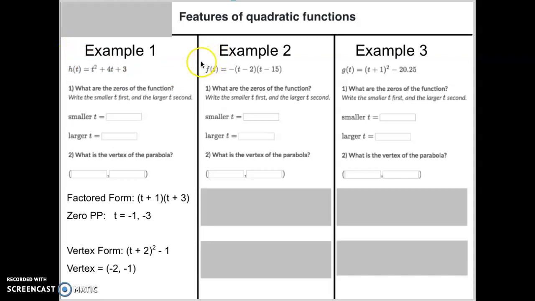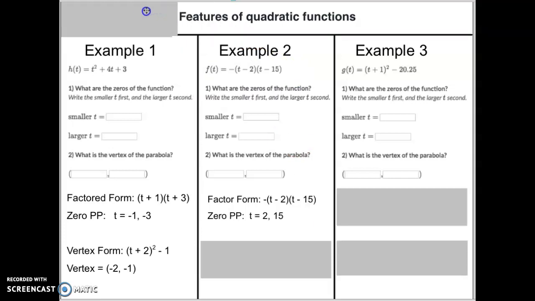Now, if we start off, for example, in factored form like this, pretty simple right there. It's already given you basically your zeros. It's easy to find your zero property product or find your smallest and largest here. You know it's going to be positive 2 from this one, and you know it's going to be positive 15 from that one. So the smaller is 2, the larger is 15, so that's pretty simple.